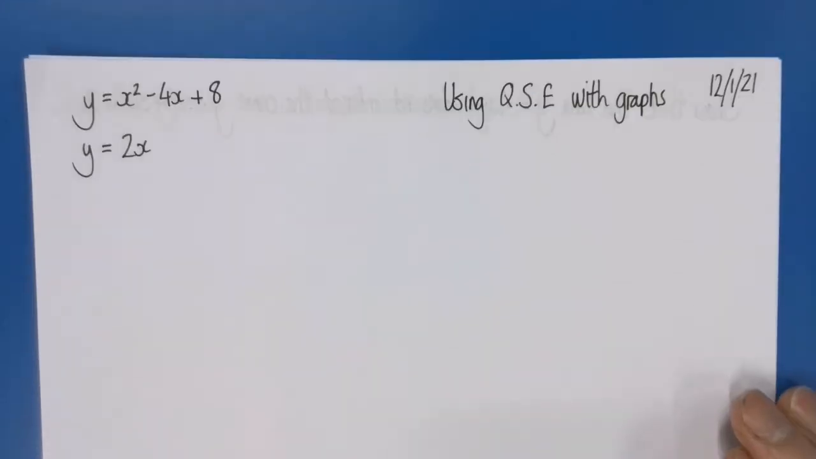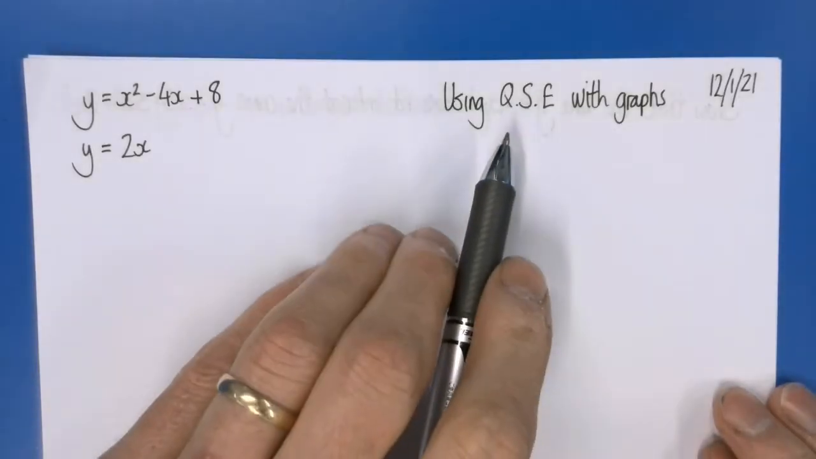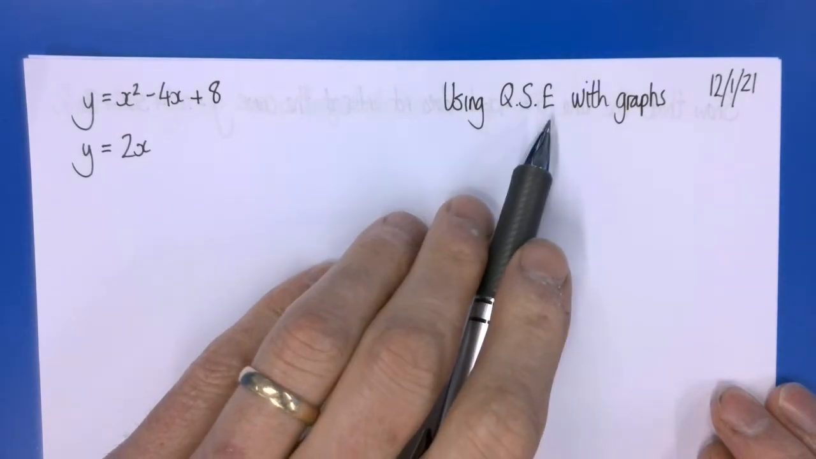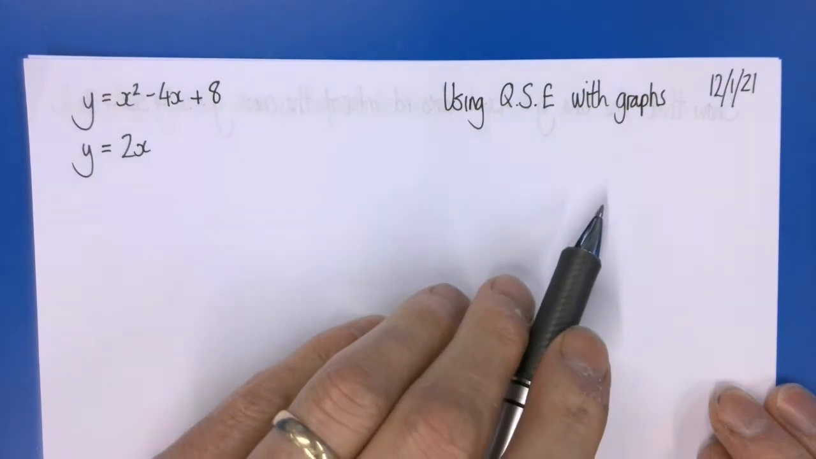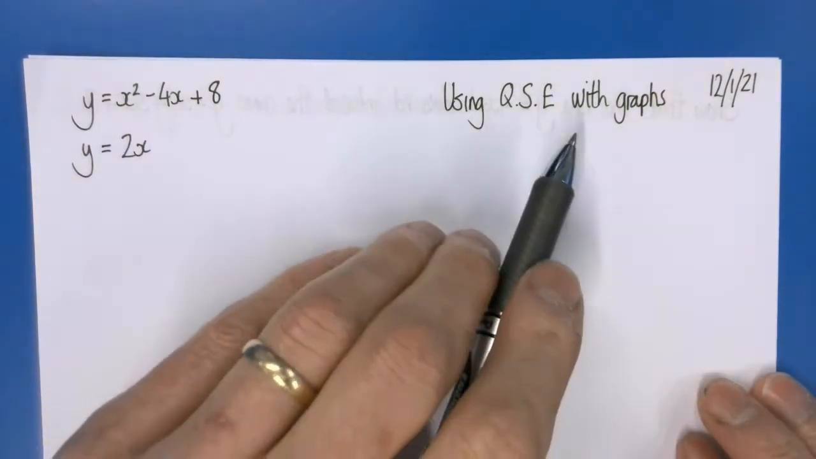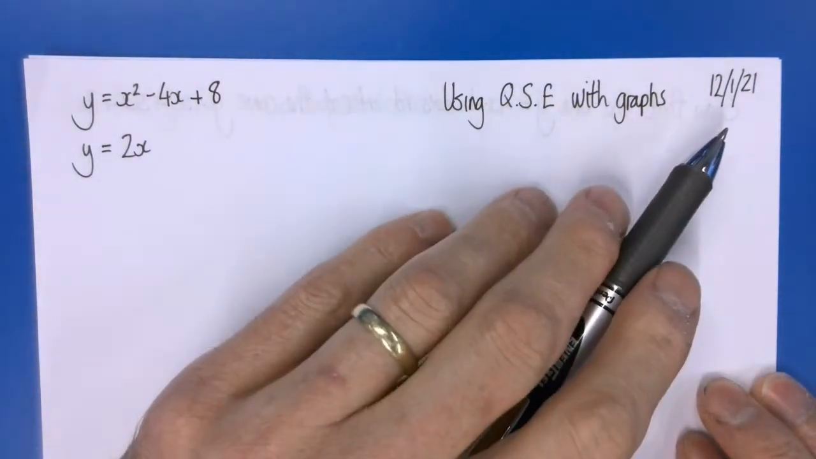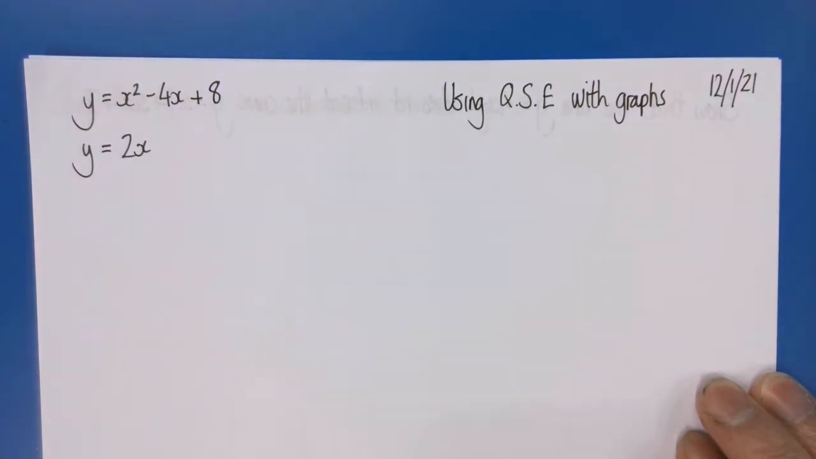Good morning, Year 10. Today I want to talk about using quadratic simultaneous equations. I think I probably was calling them simultaneous quadratic equations last week, wasn't I? Doesn't matter. I want to talk about using them with graphs. So that's my objective for today. And I want to look back at a couple of the problems that we looked at last week.